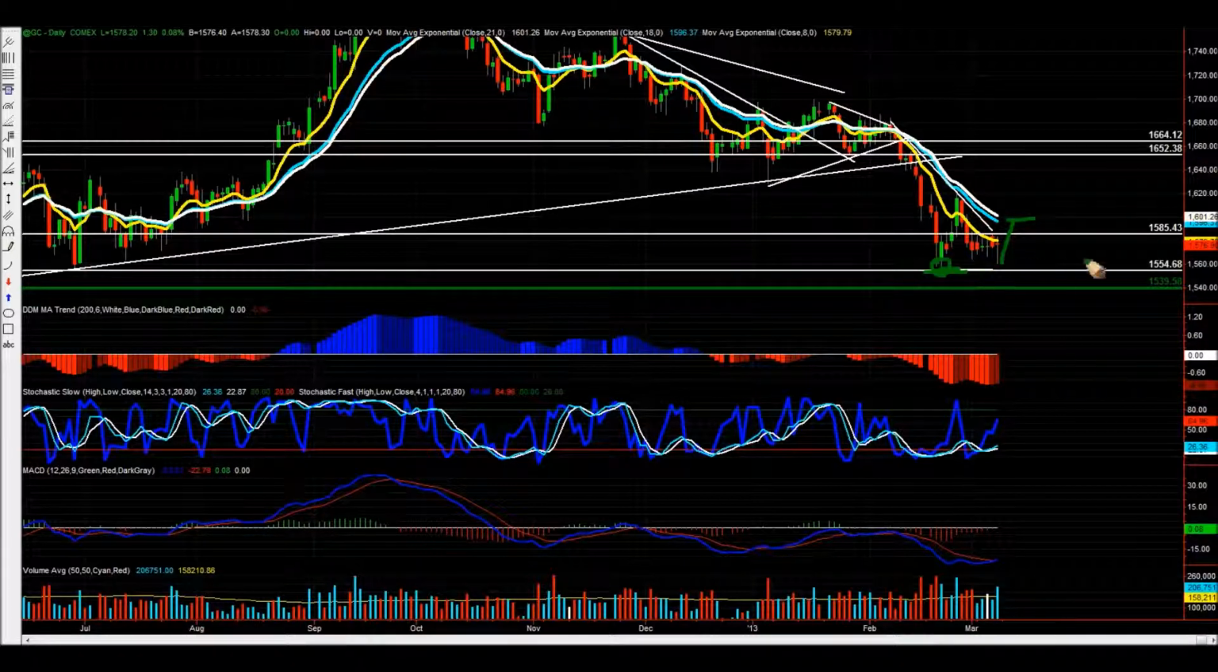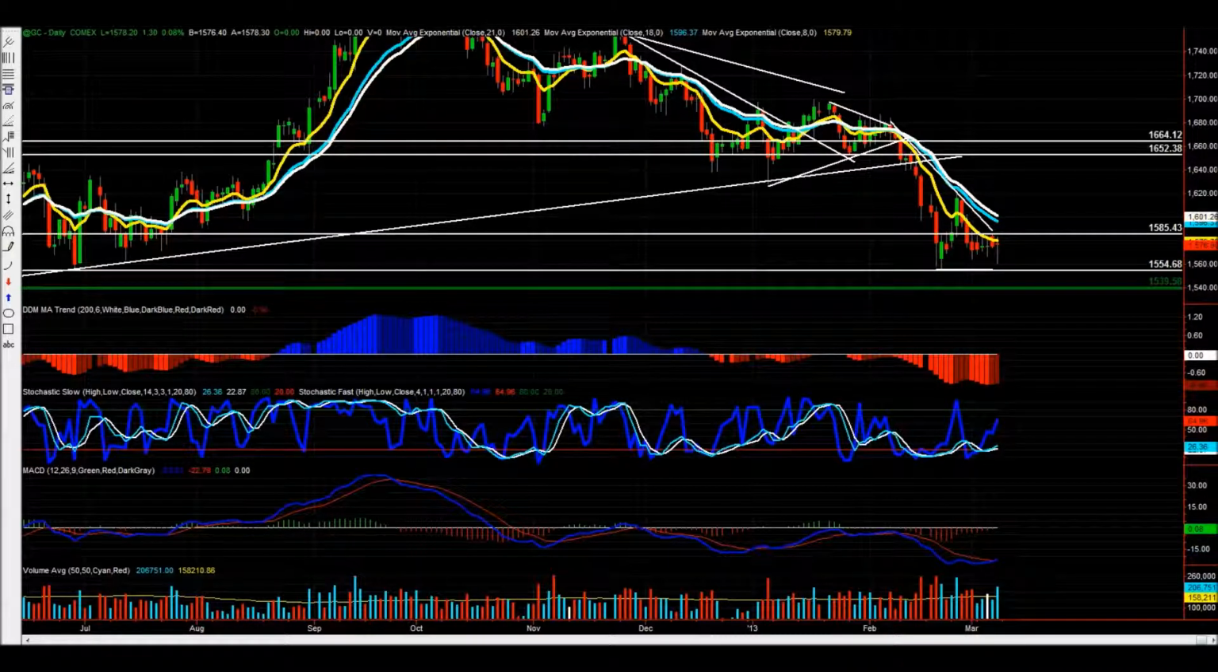So if we break this level here around 1554, I'd be looking for a test of 1539. If we hold this level, I'd be looking for a move maybe as high as 1600 to shake out all the shorts in this market. You can see the stochastics have kind of bottomed and the MACD looks like it's bottomed and crossing, and it may be looking to put in one of these sort of moves here. So I'm very cautious on the downside in gold at this point in time, unless it breaks 1554. That, to me, is really the decision point.